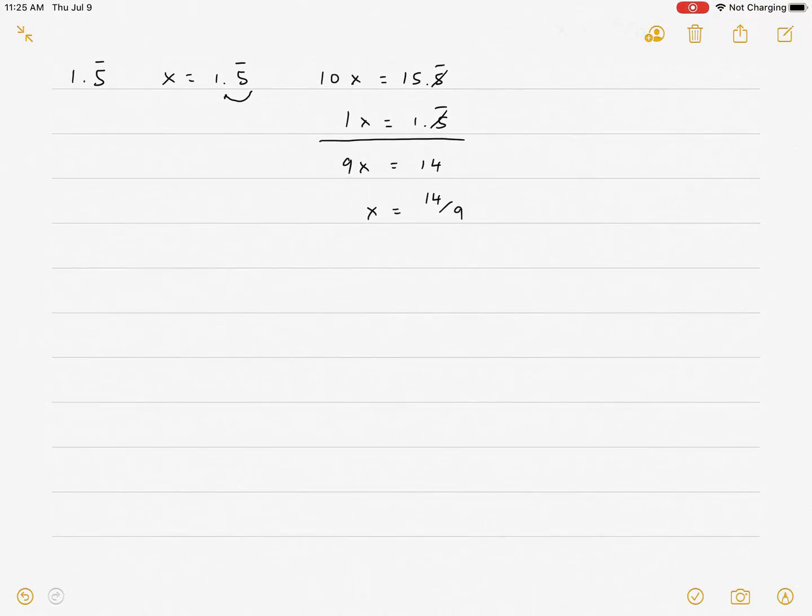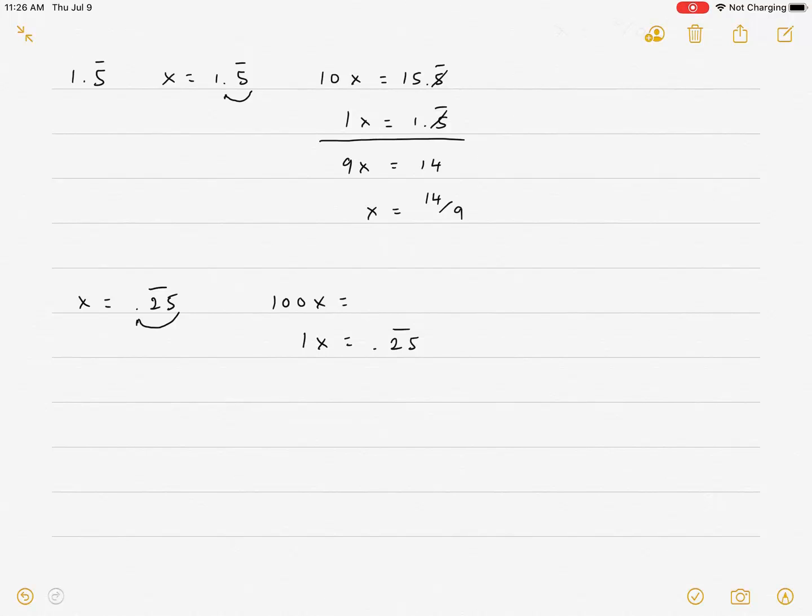What if we have a 2-digit repeat? I'm going to call x 0.25 with the 2 and the 5 repeating. So that's 0.25, 25, 25, 25. I want to multiply to put the decimal right in front of the repeat. That's going to require a 1. I want to move the decimal beyond the repeat, so I need to move that decimal 2 places. That means I will multiply by 100 this time.